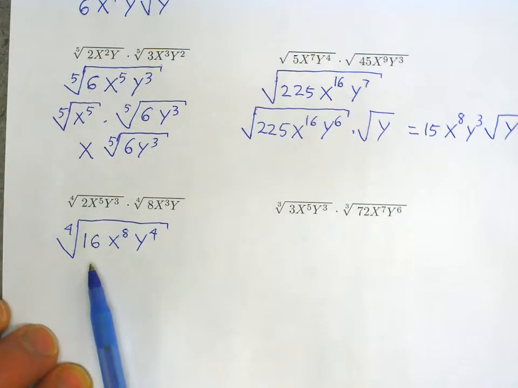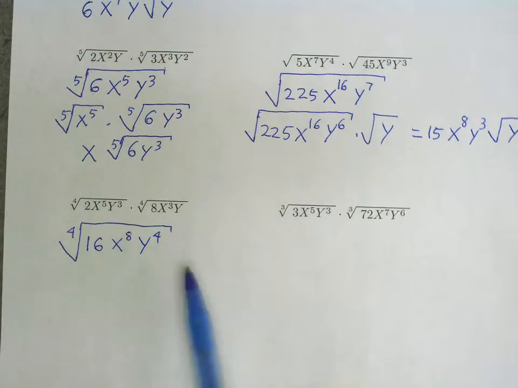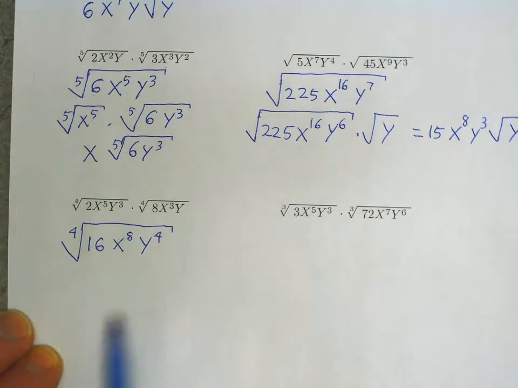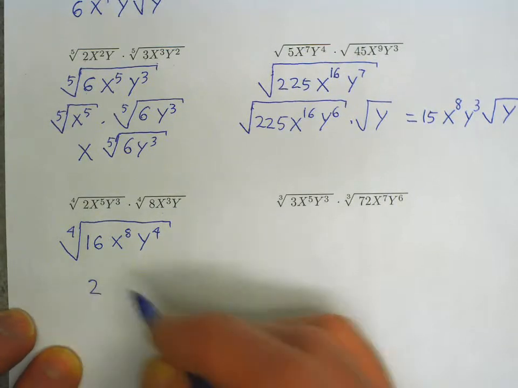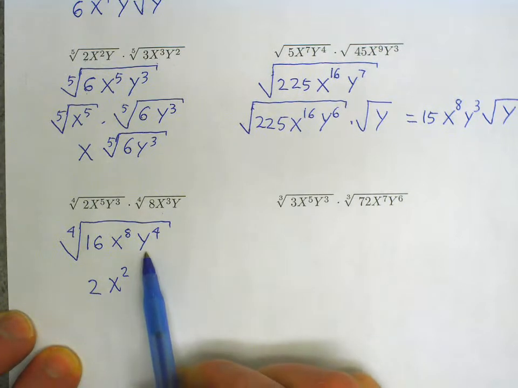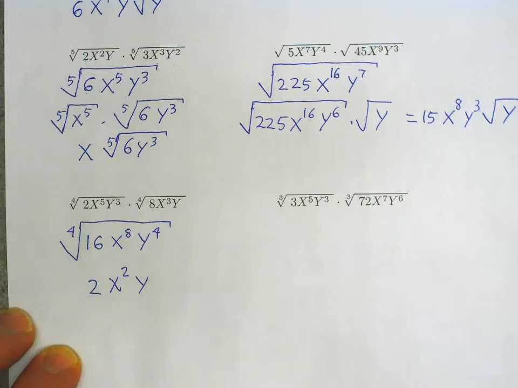Each of the factors on the inside of this fourth root are perfect fourth powers. 16 is 2 to the 4th. X to the 8th is a perfect fourth power because the exponent 8 is a multiple of 4. And y to the 4th is obviously a perfect fourth power. So the next step is the completely simplified answer. The fourth root of 16 is 2. The fourth root of x to the 8th is x to the 2nd. And the fourth root of y to the 4th is y, which means y to the 1st.